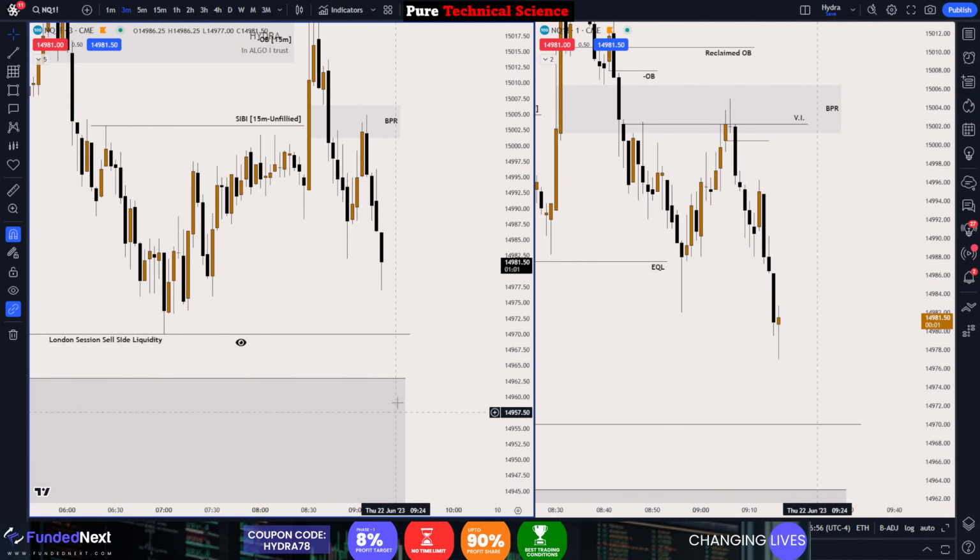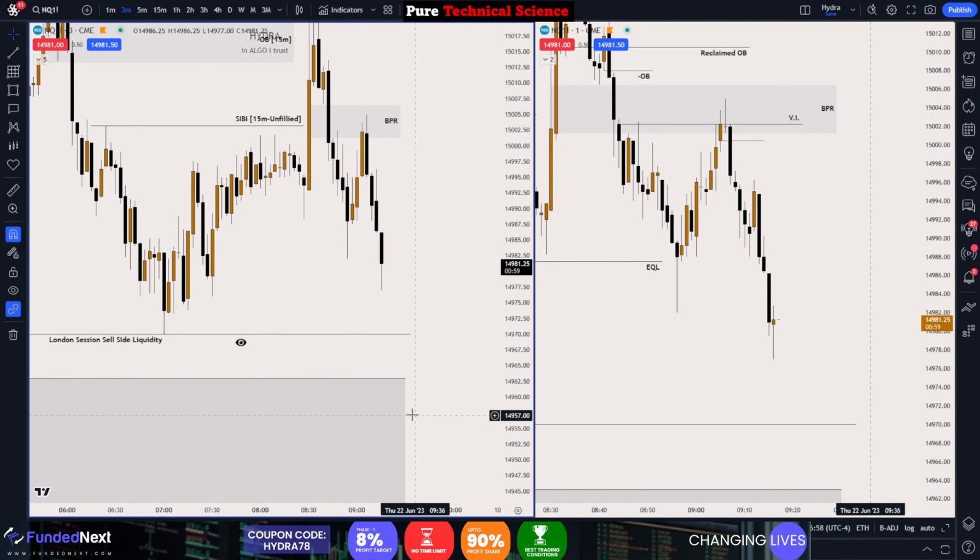I'm expecting to see bullish price action once price hits this daily fair value gap at 9:30 or at the 10 o'clock news.